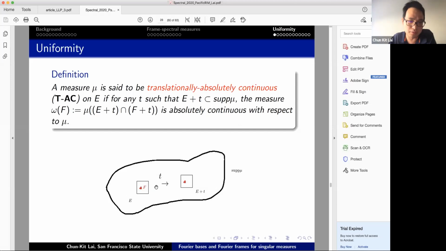And then I want to translate E to E plus T. First of all, I have a measure mu, which is mu restricted to E. But on the other hand, I consider another measure, called omega, which is measuring E plus T, so that means you move the set E to E plus T, but you are still measuring the things here.